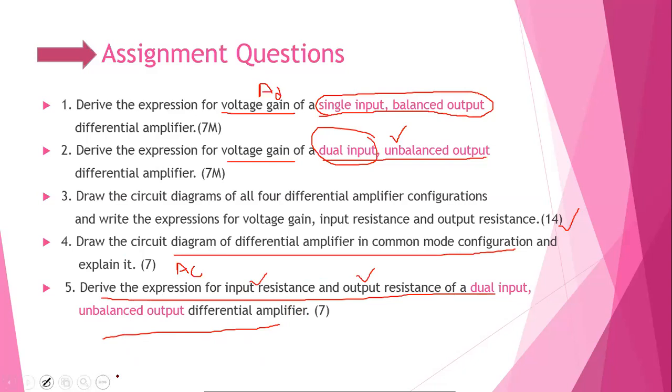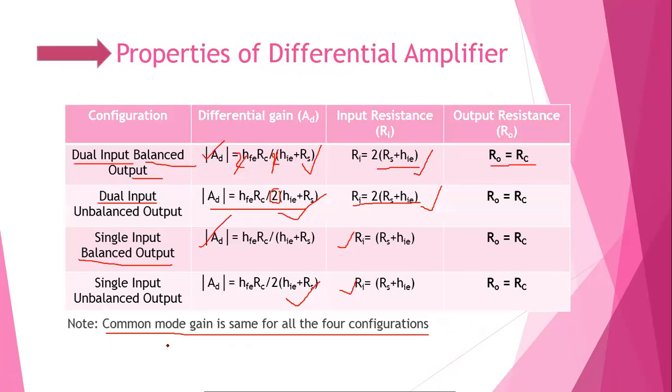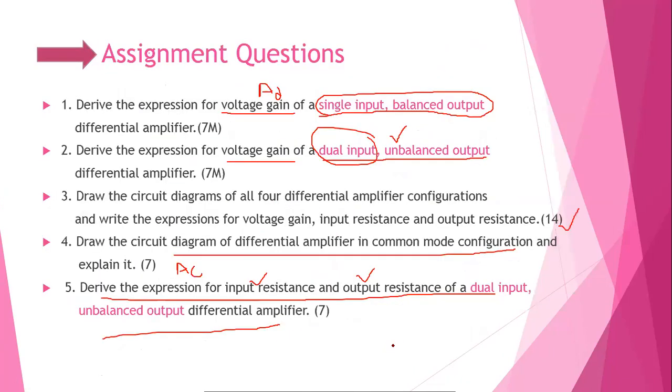To make it easy to remember, we have to take only this table. If you remember this properties of differential amplifier table along with circuit diagrams, it will be easy to attempt all the 5 questions whatever we have discussed in the assignment questions. In this unit, till here, we have to remember or derive only this part of the circuits. So it will be easy to attempt the questions in the exam for this topic.